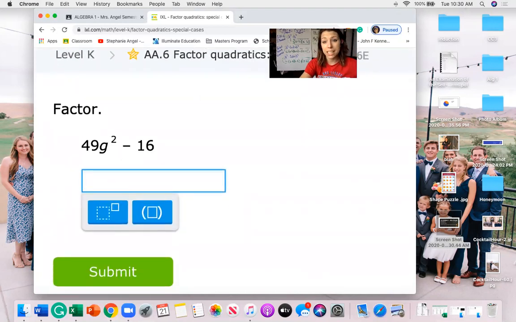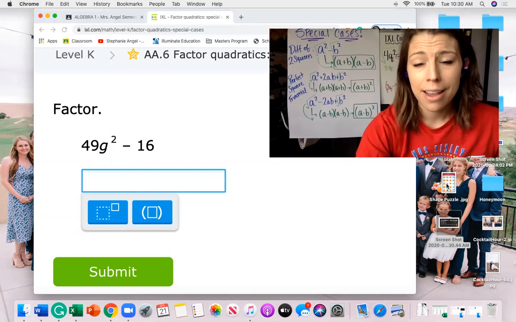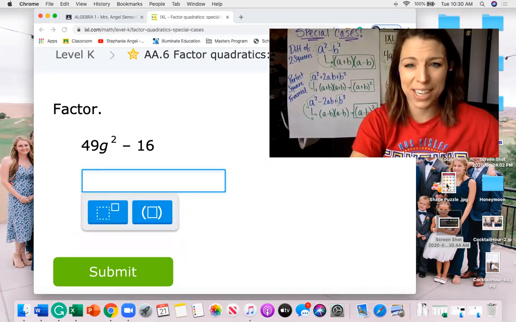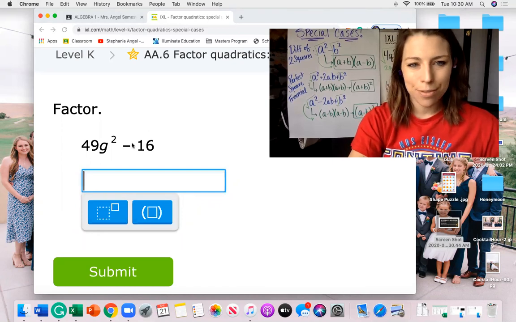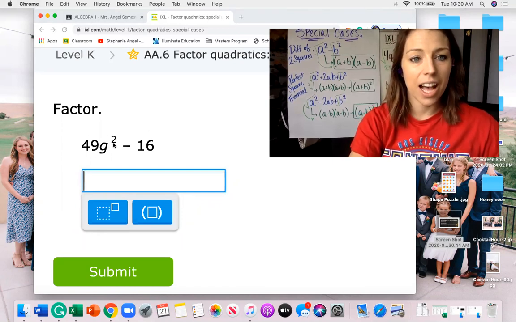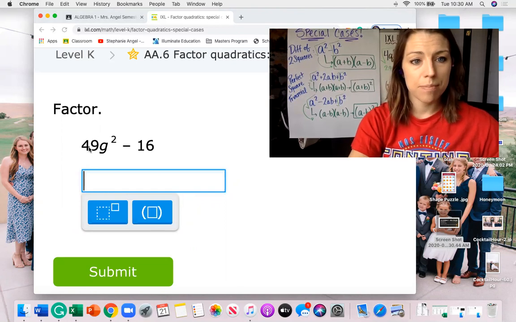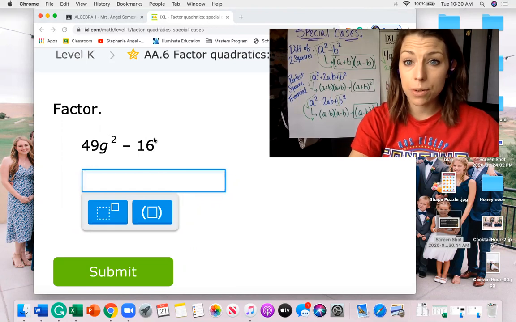I'm going to do this one mentally because I feel like you're starting to get it. And I could be totally wrong because you're not in front of me right now, but I'm going to say that you're starting to get it. So let's see, is it a difference? Yes. Does it have two terms? Yes. Is the first term a perfect square? Yeah, 49 is a perfect square, and so is g squared. Is 16 a perfect square?